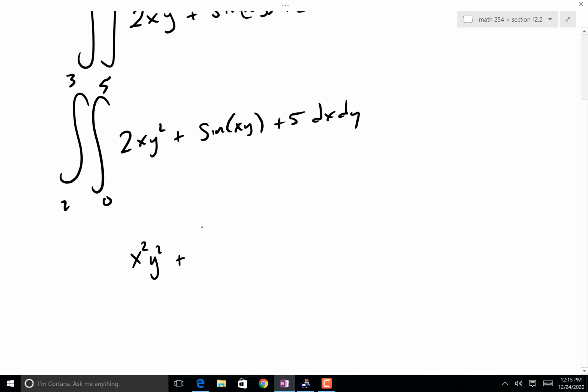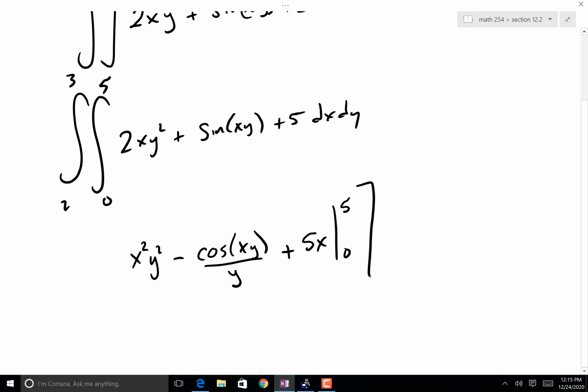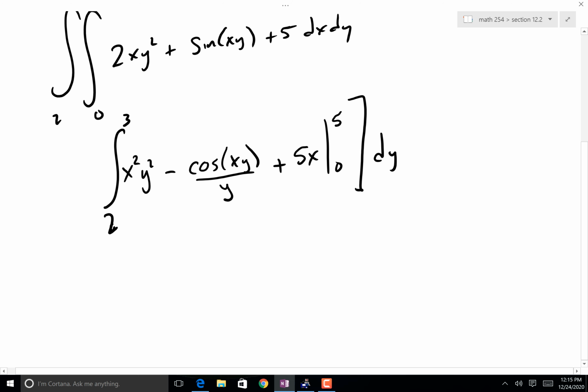Let's see if I can do this. Let's see if I can make this happen. It's going to be negative cosine of x, y. And then that's a chain rule. I got to use a little u substitution. I think it's going to be over y, I believe. We'll double check myself. I'm not feeling real confident, but fairly confident. From 0 to 5. Now, when I'm done, whatever that integral is, I'm going to integrate that sucker from 2 to 3 with respect to y.